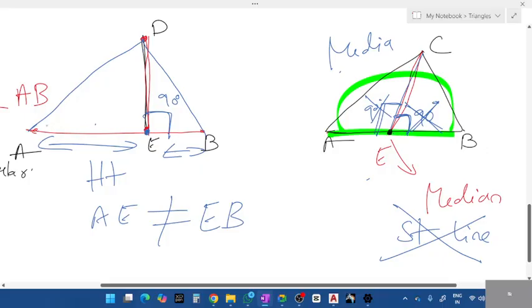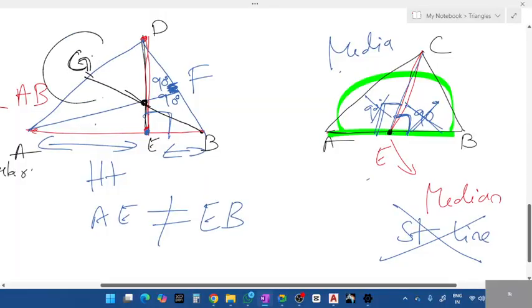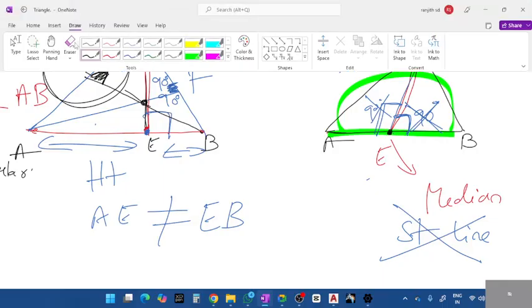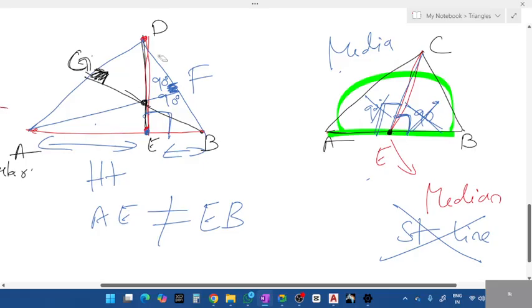Even for height, there are three, we'll have three heights, students. DE is one height. From A to F I'll join. What is the angle formed? Even that will be 90 degrees. Now from B, again I'll join to the other side, G. What will be the angle formed at G, students? The one which I've circled, 90 degrees. So this is height. Height is a straight line.